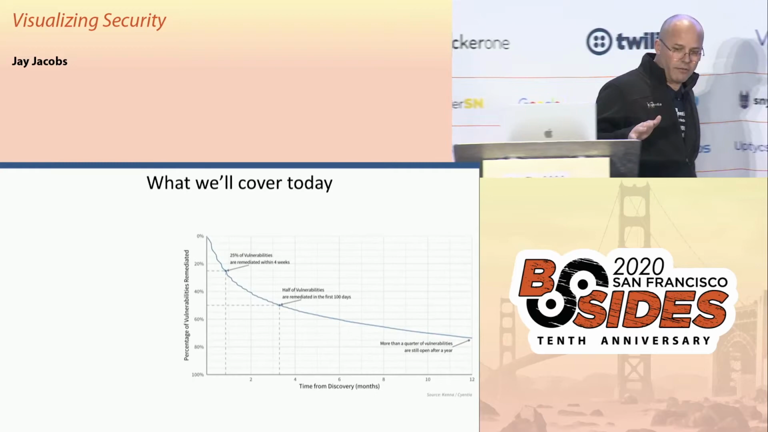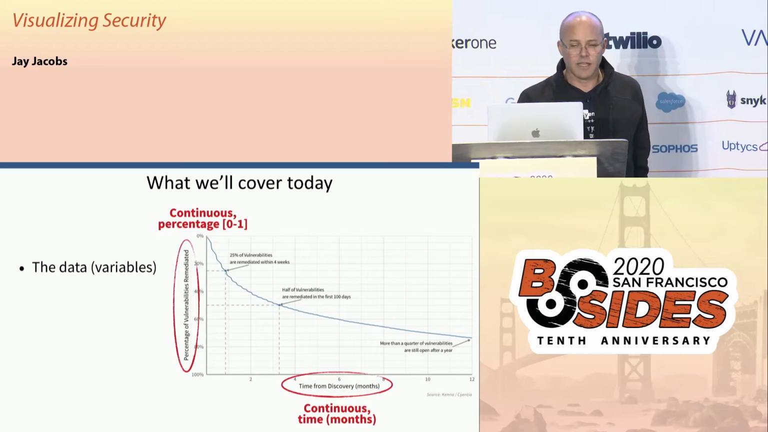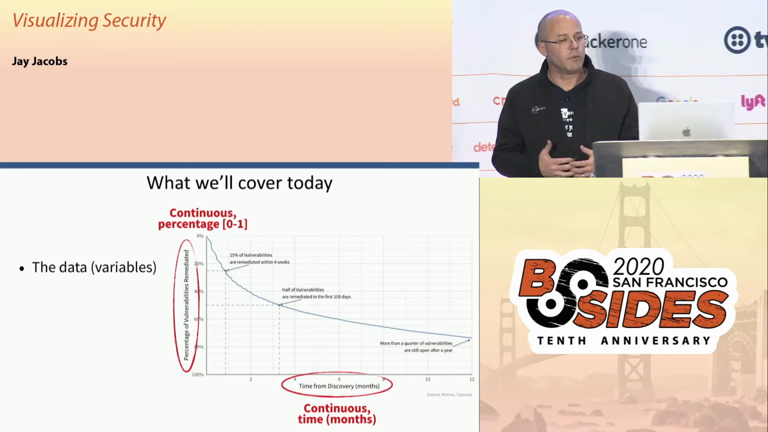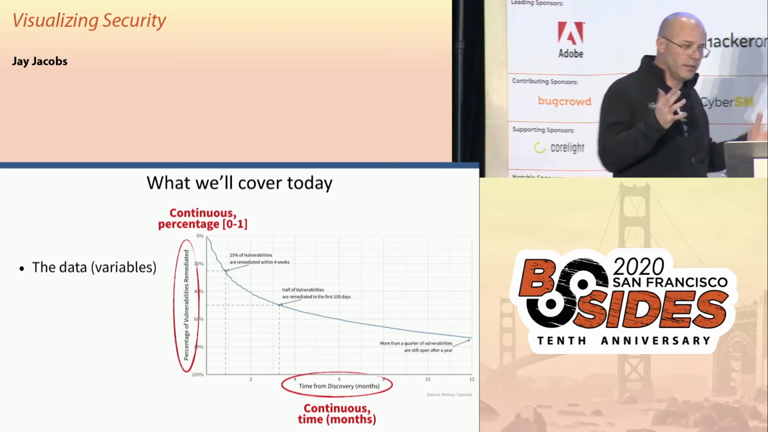There's three big things I want to talk about. The first thing is the data. This plot has two variables. It has the percentage of vulnerabilities being remediated. It's a continuous variable. It has a range between 0 and 1. And then the bottom one is time, also a continuous one. Time can also be a category, because you might have months or something like that.